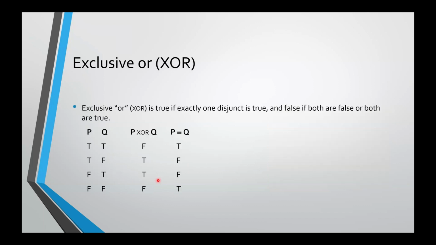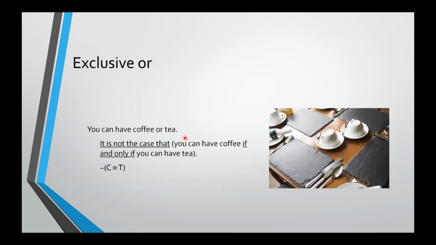The other thing that you can do is use this truth value flipping method that we used for the other ones as well. Here, what you'd be flipping is P if and only if Q. This is true when they're both true or both false, so its truth values are the opposite of XOR's. So you can get XOR by just negating this. This is a much shorter, much simpler way of symbolizing it. To symbolize XOR here, you just have it is not the case that you can have coffee if and only if you can have tea.